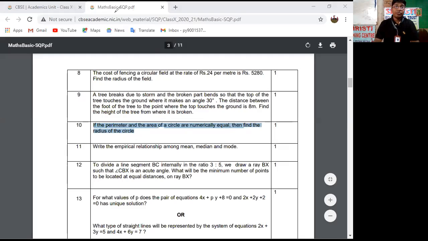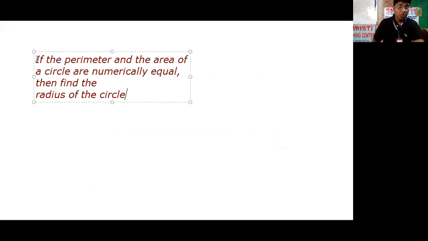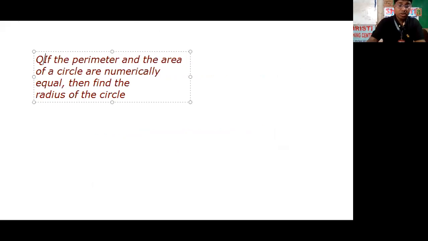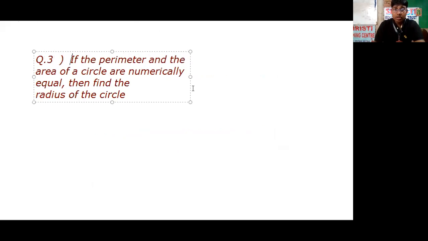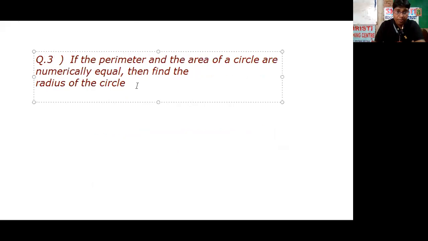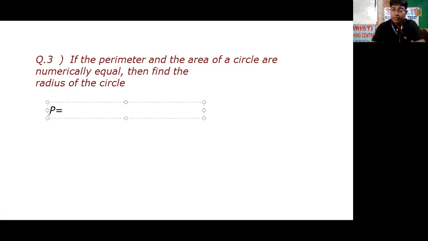So question number 3 of this session. You can observe the question here. According to the statement, you have to operate and proceed with your answer. If the perimeter and the area are given, simply apply the formula. What is the formula for the perimeter of a circle? 2 pi r. Simply write 2 pi r.